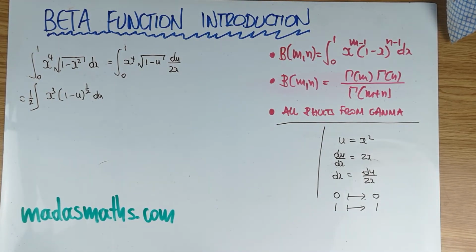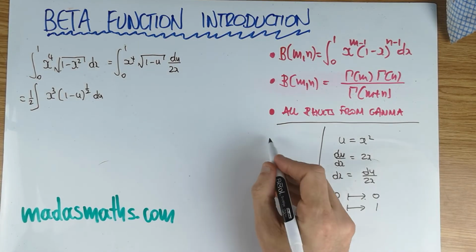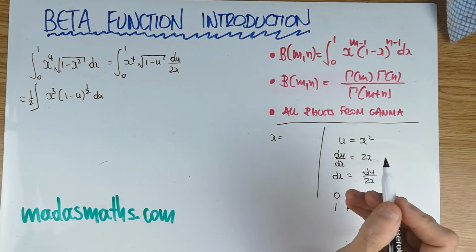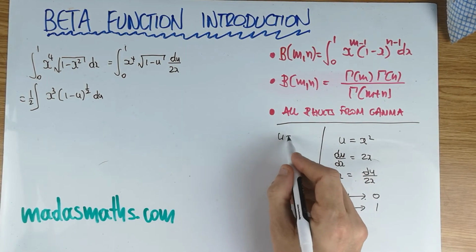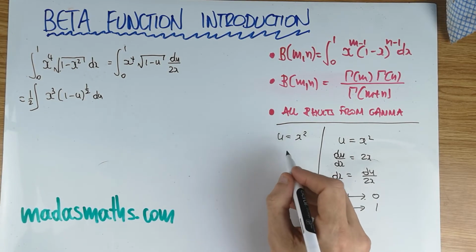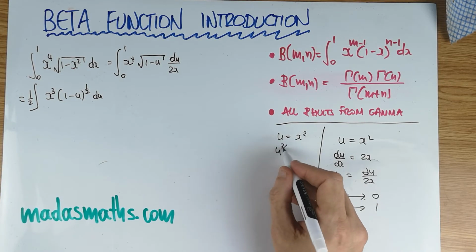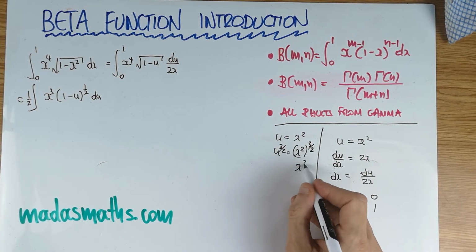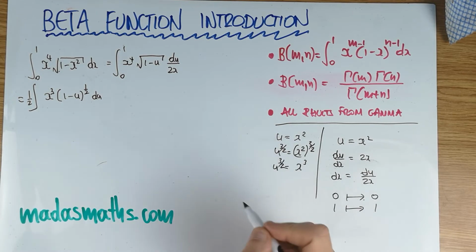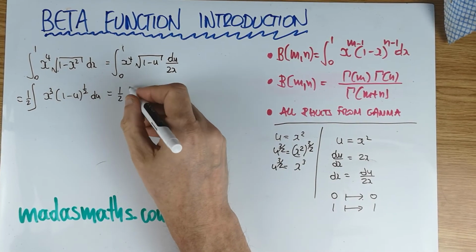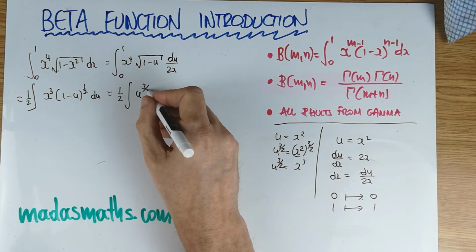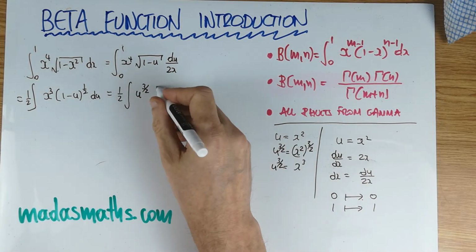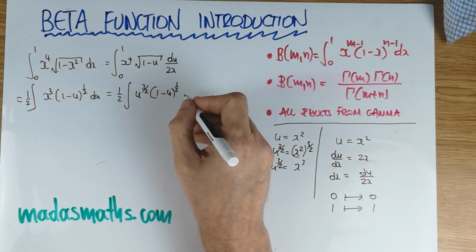Of course we need to switch everything into u, and I need that x cubed now. So if I take u is equal to x squared, and raise both sides to the 3 over 2, hope we can all see that, we'll get x cubed is equal to u to the 3 over 2. So eventually we'll have a half, and that will be u to the 3 over 2, and we have 1 minus u to the power of a half du.